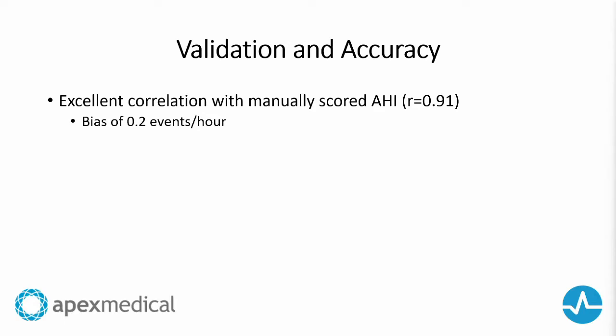A little bit on accuracy. The principal study found that there was an excellent Pearson correlation with a manually scored AHI. So the R value here was 0.91, an almost perfect correlation between the two.